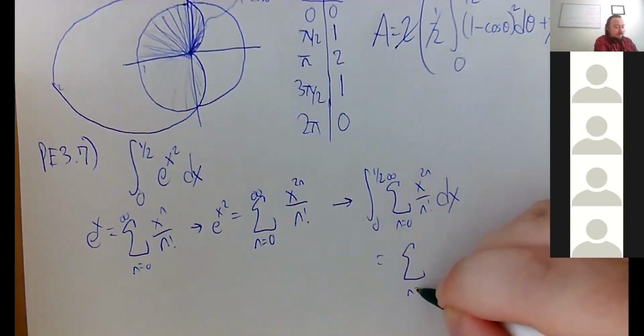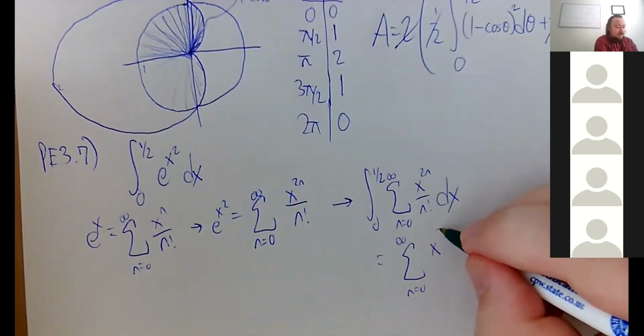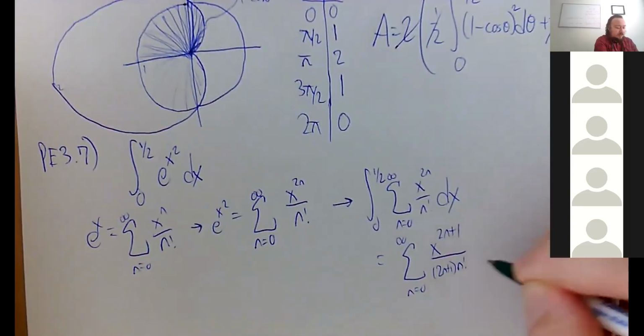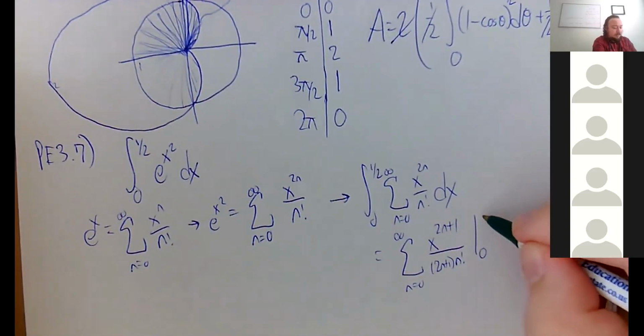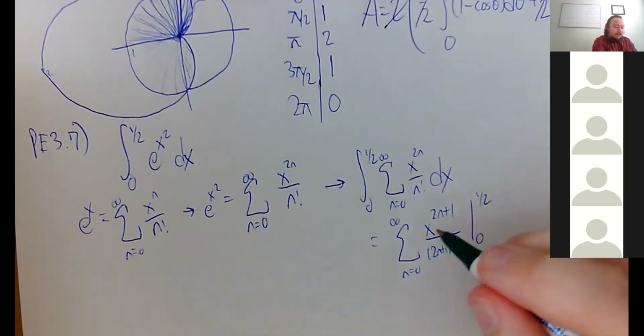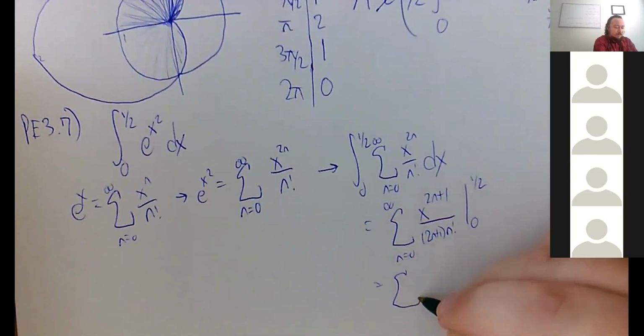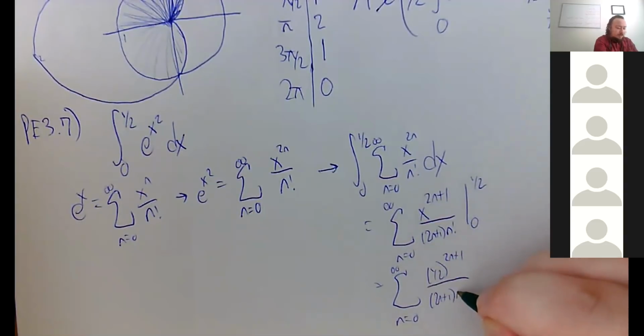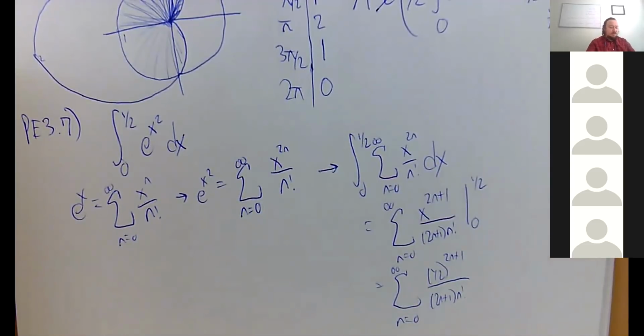So this is going to be the sum from 0 to infinity of x to the 2n plus 1, then we have 2n plus 1 times n factorial down there. This is from 0 to 1/2. And then finally, we plug in 1/2 right here. So we have 1/2 to the 2n plus 1 divided by 2n plus 1 times n factorial. If I'm not mistaken, I think they wanted us to use the first two non-zero terms of the series for this. So this is good practice for what that means.